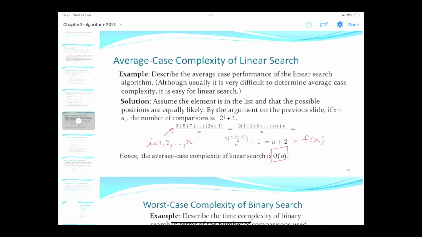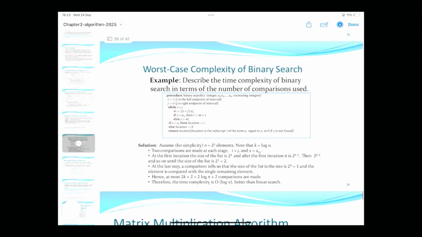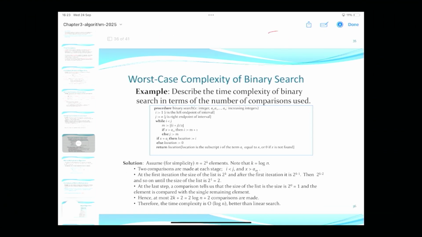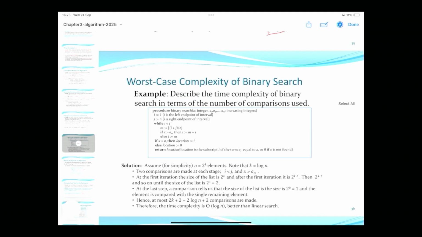So this is linear search. What about binary search? Binary search, starting with n elements in the list. How many times do we get into the loop here? Just like if we start from size n, then divided by 2, 4, 8.